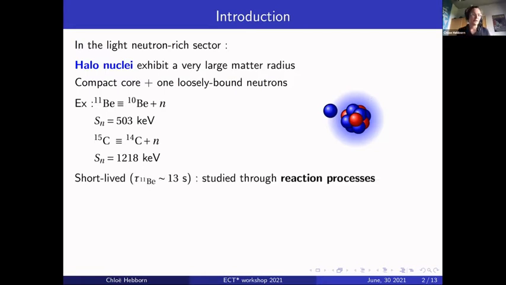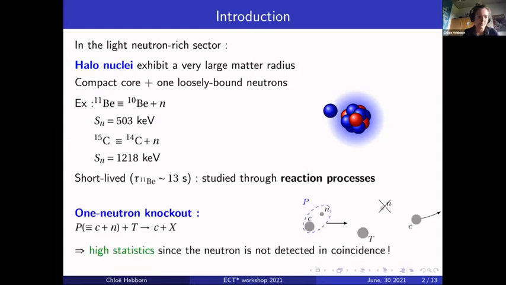So these nuclei are very short-lived, so they are studied through reactions. And I'm going to talk about one neutron knockout reactions. So let me define what these reactions are. They correspond to the dissociation of the halo nucleus into the core and the neutron, and only the core is detected after the collision. These reactions have very high statistics thanks to the loose binding between the core and the neutron, and also due to the fact that the neutron is not detected in coincidence with the core.